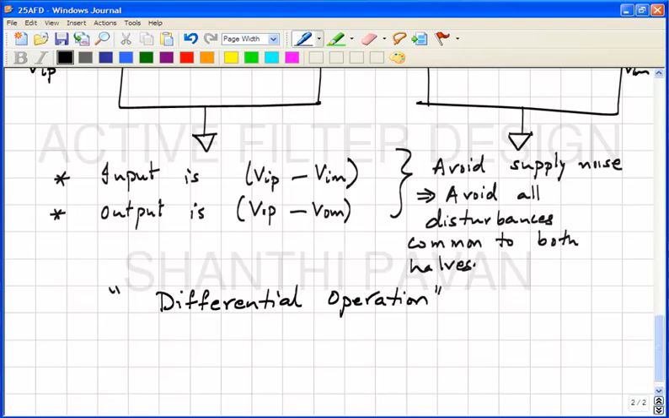Okay, where the quantities of interest are no longer the individual node voltages or the individual branch currents, but the difference between node voltages and the difference between branch currents. Each one of these halves was called the single ended filter. When you put two together, it becomes a differential filter. Does it make sense? Okay.